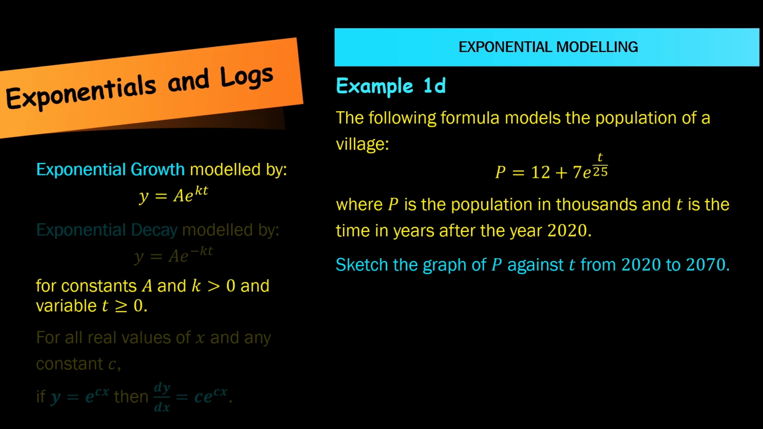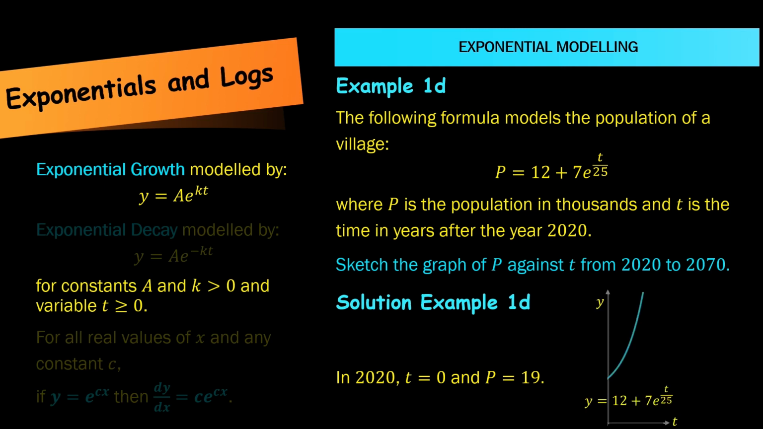And now for part D. Sketch the graph of P against t from 2020 to 2070. So let's solve this. In 2020, t is equal to 0 and P is equal to 19. So the graph will look something like this, where the y-intercept is at 19.